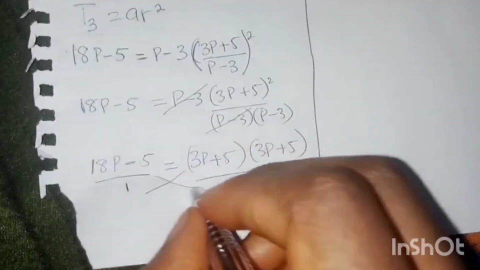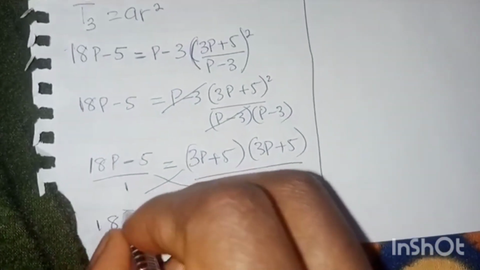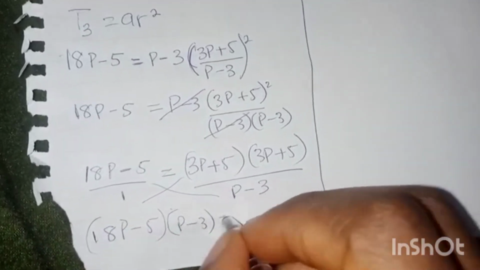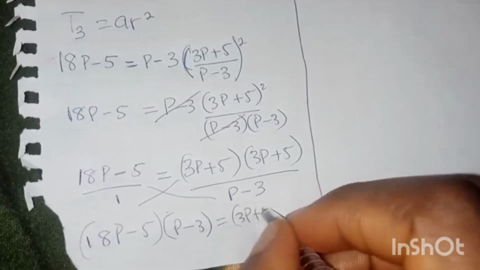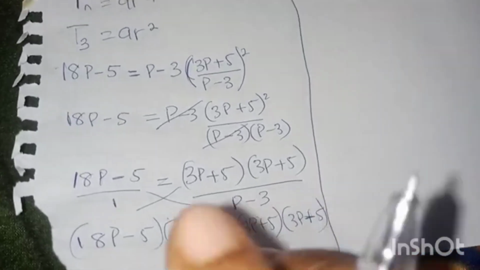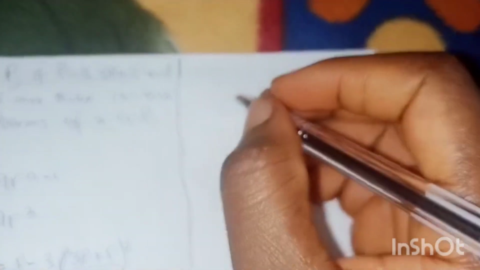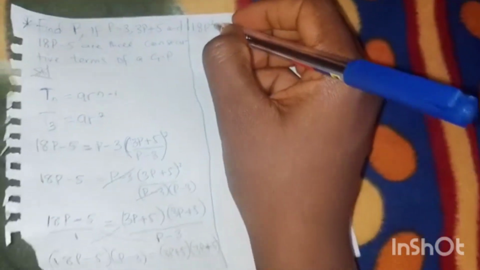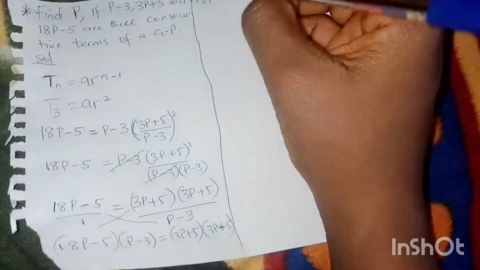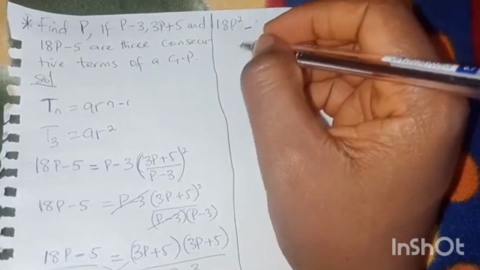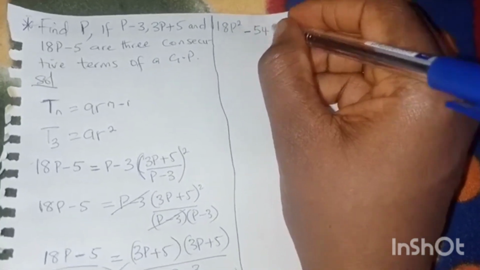Next thing we will have to do is to cross multiply, whereby 18p minus 5 would multiply p minus 3 from the other end, and 1 will multiply 3p plus 5, close the bracket. Now we'll go ahead to expand the bracket, multiplying each term from one bracket with the other bracket. Now 18p multiplied by p minus 3, and then minus 5 multiplied by p minus 3. And this is the result.